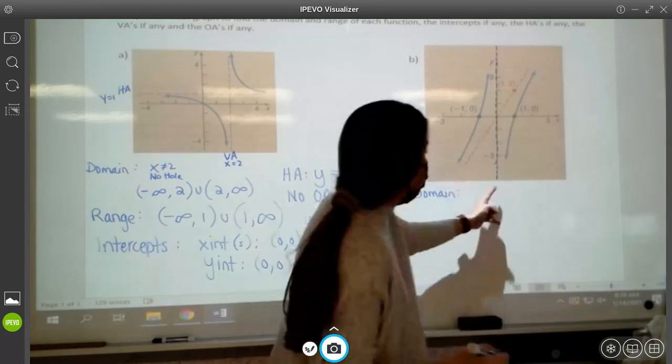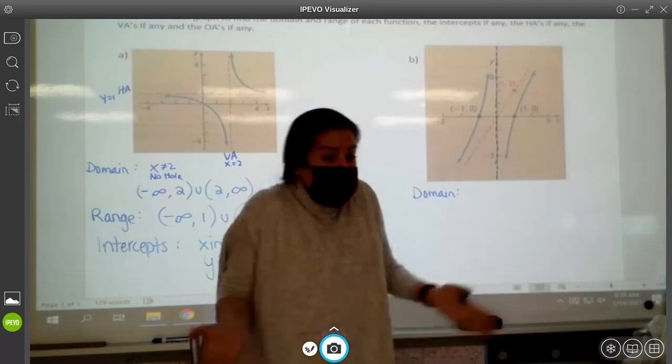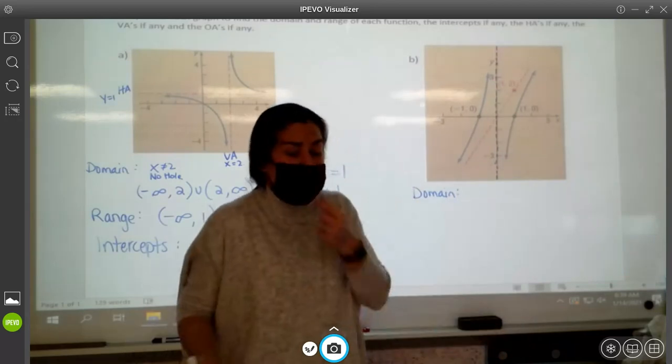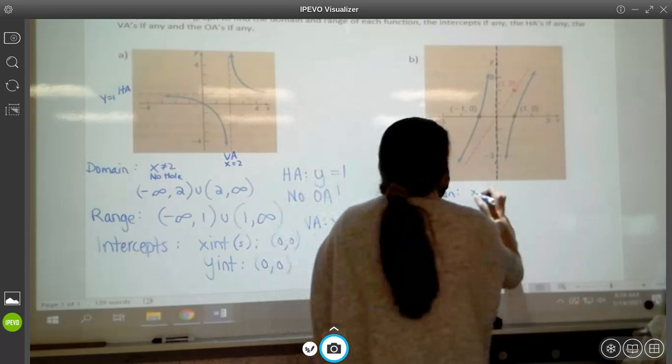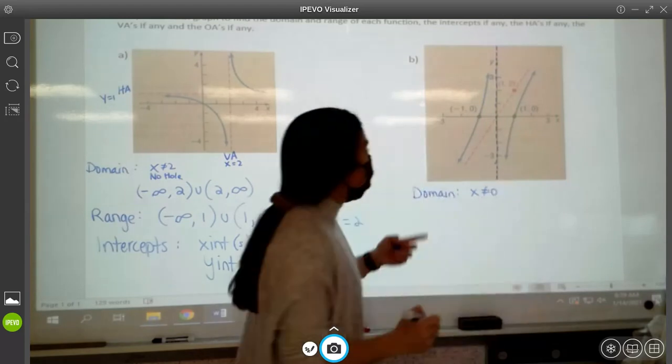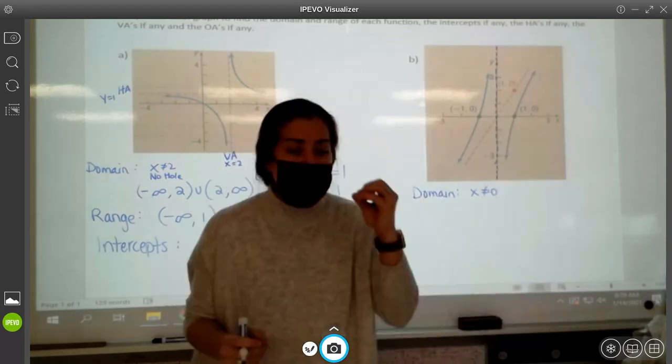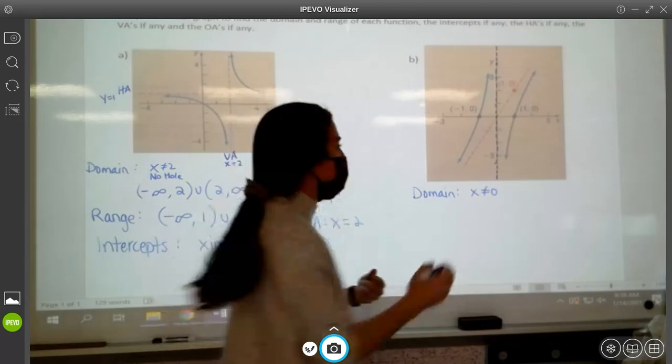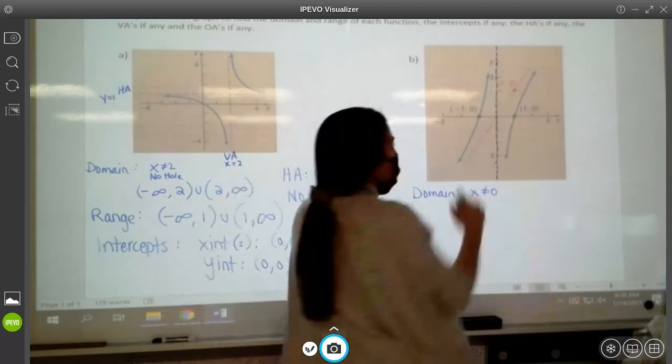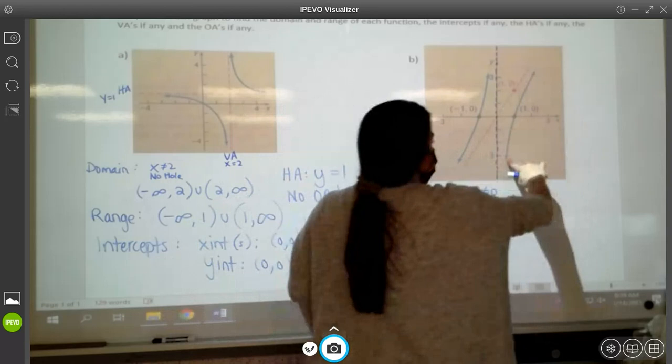So right now, I have a VA when x is 0. So he must be a bad guy. He must make the bottom of the fraction equal 0. All right, and then again, I'm looking for any open circles that the curves pass through. I don't see any open circles on this curve, and I don't see any open circles on this curve.